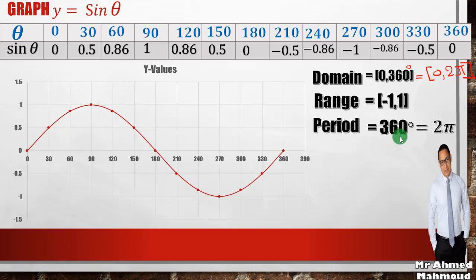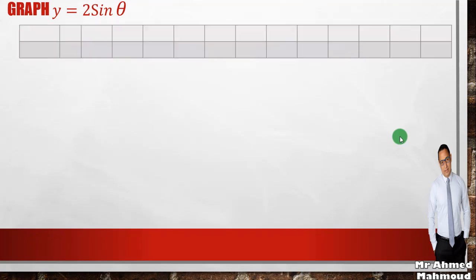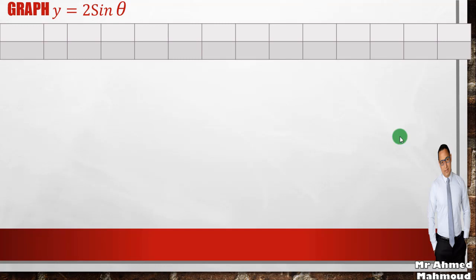Okay, now let's study another example. Now I need to graph 2 sine theta. So I will start with the table. Theta here and 2 sine theta here. First I will make 0. 2 times sine 0, sine 0 equals 0, 2 times 0 equals 0.